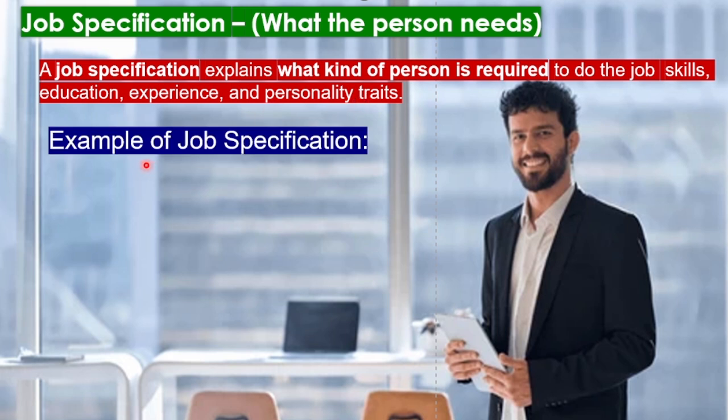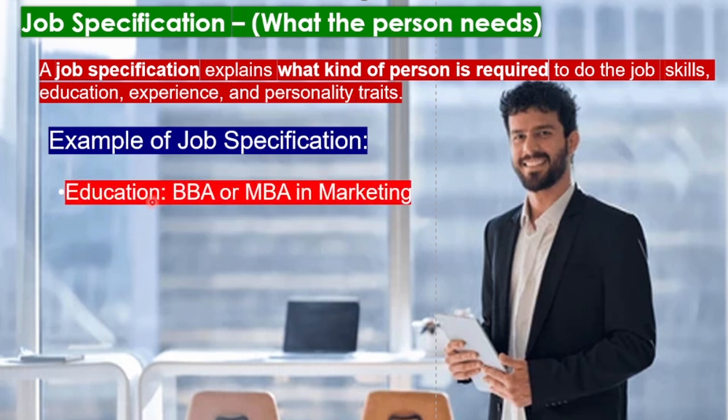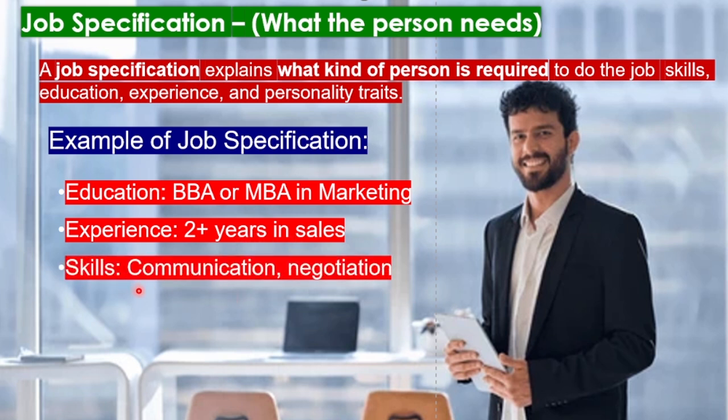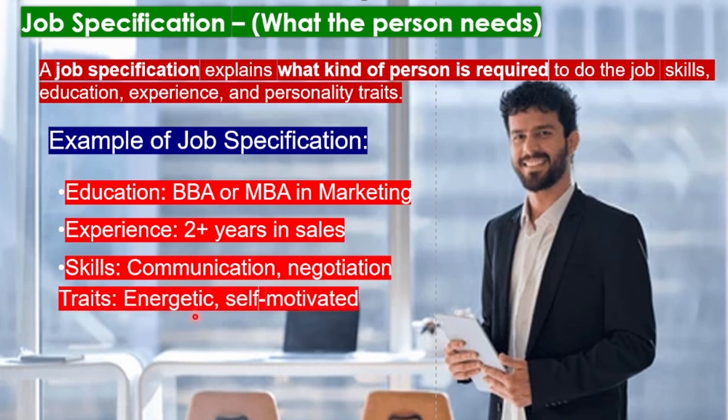Let's see with the help of an example. Education: BBA or MBA in marketing, these are the specification. Experience: 2 plus years in sales. Skills: what skills should that person have? Communication, negotiation skills. Traits: energetic, motivated. So these are the job specification.